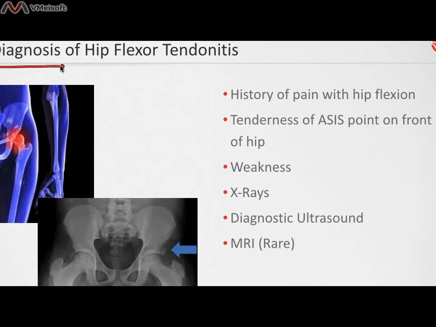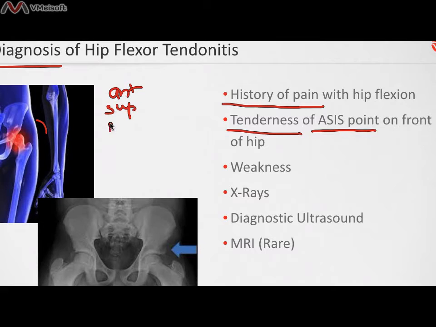So how would we diagnose hip flexor tendonitis? Well, there usually will be a pain that occurs when the patient is flexing their hip. The other thing that they'll notice is tenderness of the ASIS point on the front of the hip. The ASIS stands for anterior superior iliac spine. And that's the part of your hip that you can feel kind of lower towards your groin area. That is where most of these muscles attach, and so it's going to be tender over there.